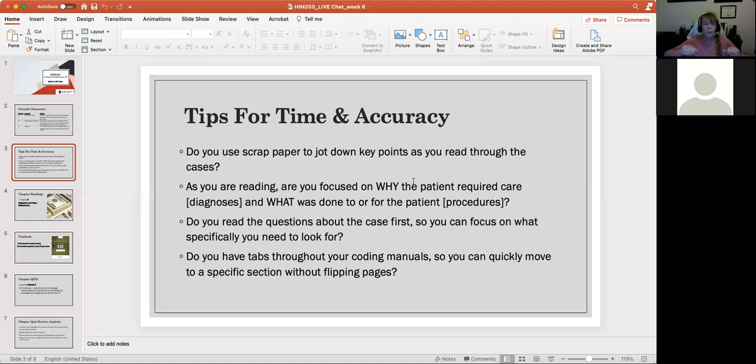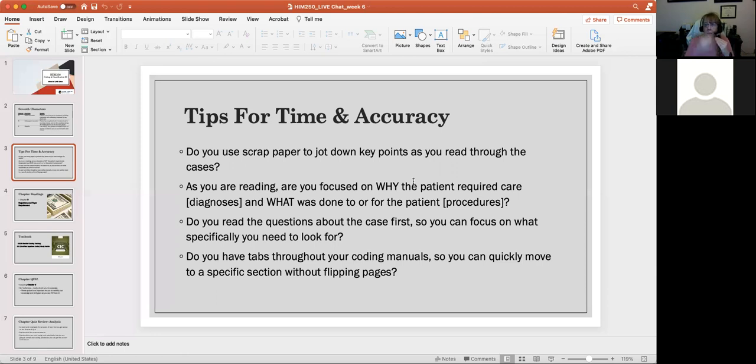Because you might want to use yellow for diagnoses, pink for procedures, or something like that. Everybody has their own way of doing it. I use scrap paper on the side, but if you can't use scrap paper, then jot it in the margin or on a blank page in your CPT book or your code book. Jotting down as you're reading through a case study or even a question, write down those key points because that will save you time.